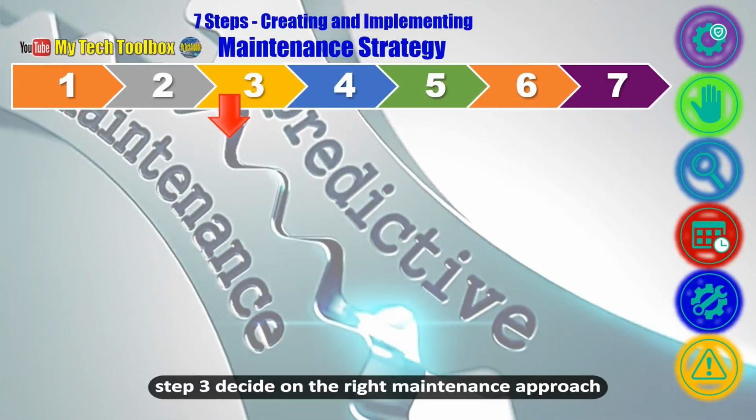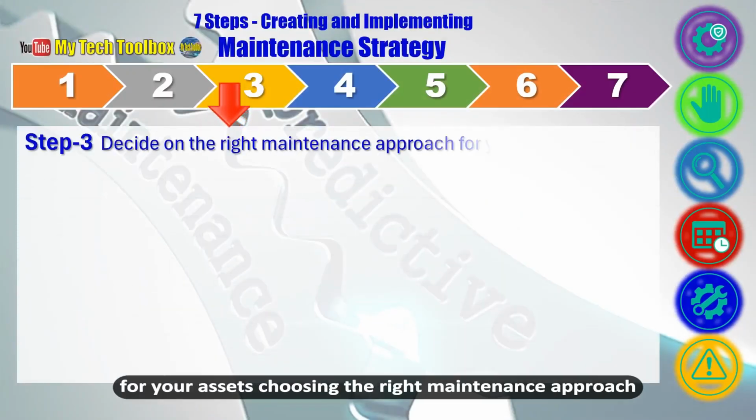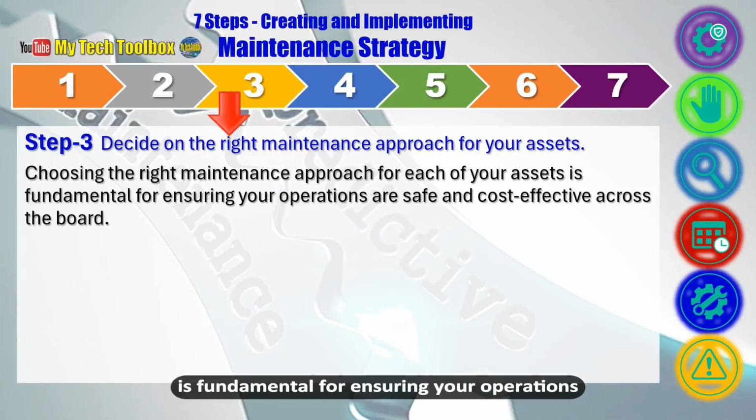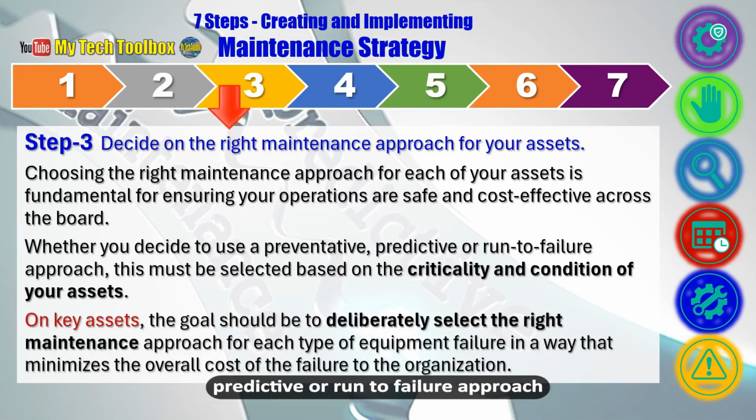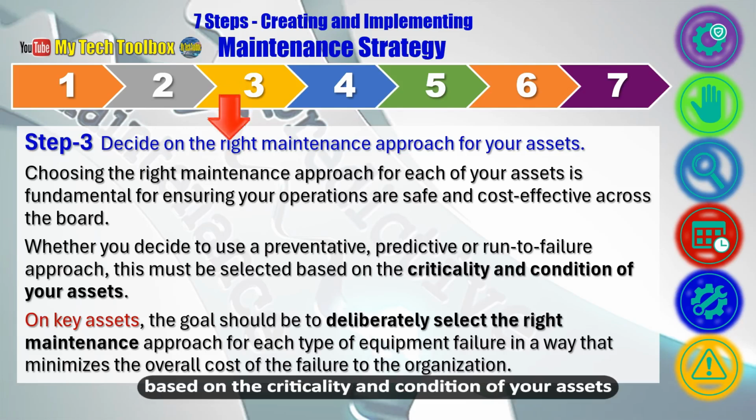Step 3. Decide on the right maintenance approach for your assets. Choosing the right maintenance approach for each of your assets is fundamental for ensuring your operations are safe and cost-effective across the board. Whether you decide to use a preventative, predictive, or run-to-failure approach, this must be selected based on the criticality and condition of your assets.